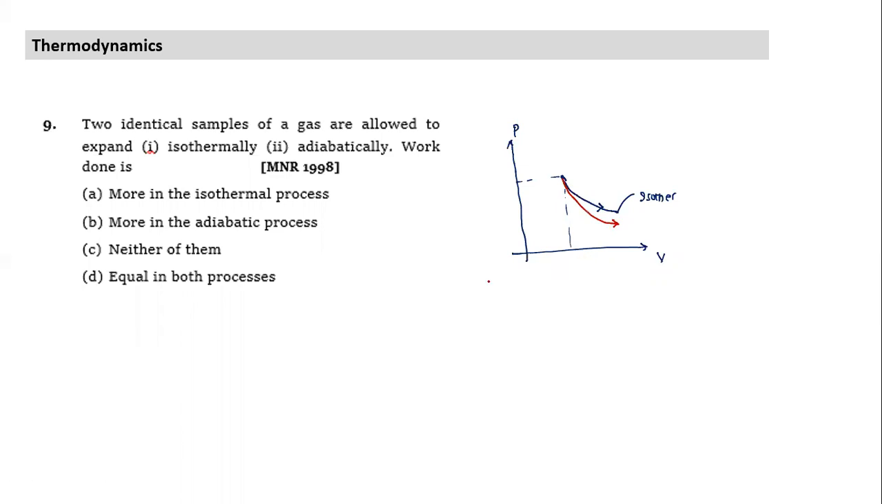Now, we are talking about two identical samples allowed to expand. What they have not mentioned is implied: the same final volume. When is work done more? Work done is the area under the curve. Which curve has more area, under the PV curve and the V axis? Naturally, we see here in the case of isothermal, the area is more. Work done in the isothermal process is more than in the adiabatic process. More in the isothermal process. So unless we realize this, not with the formula, we have the graph to very easily inform us.